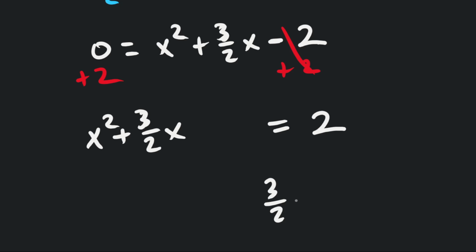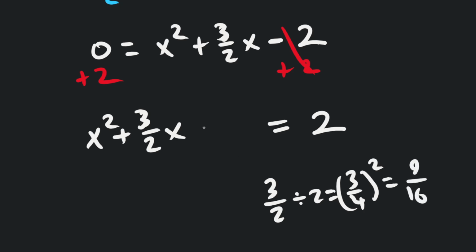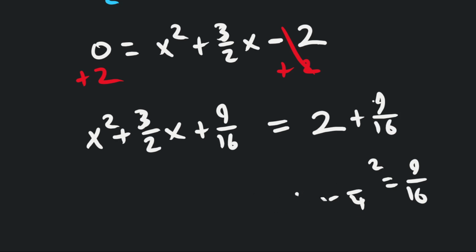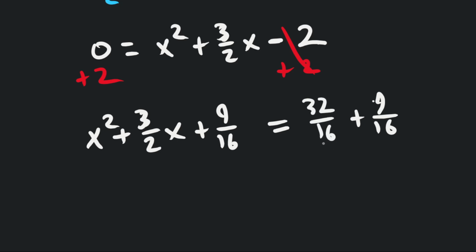We're going to divide it by 2. So if you divide it by 2, this becomes 3 over 4. And then we square it, and that will become 9 over 16. So plus 9 over 16 on both sides. And then what's 2 plus 9 over 16 on the right side? Well, if we find the least common denominator, 16, 2 would be 32 over 16. 32 plus 9 is 41, so these two fractions add up to 41 over 16.